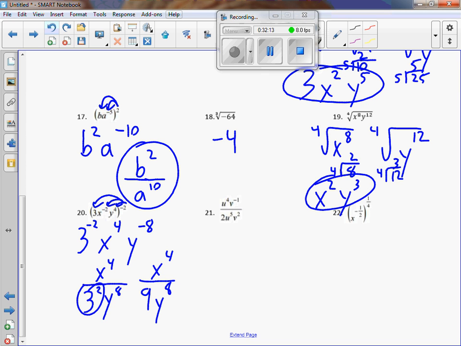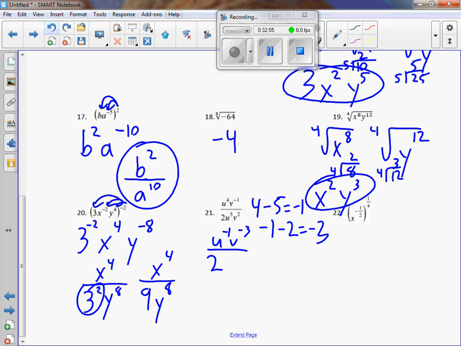Number 21, when we divide and we see the same base letter on top and bottom, what we do is subtract the exponents, and it's always top minus bottom. So for these u's right here, we're going to do 4 minus 5, we get -1. So I have 2 on the bottom, u to the -1 on top. And then we have v to the -1 and 2, so we'll do -1 minus 2, we get -3. So u v to the -3.